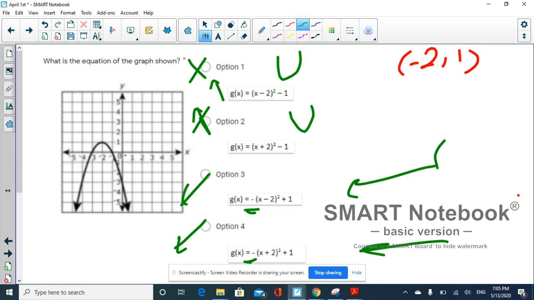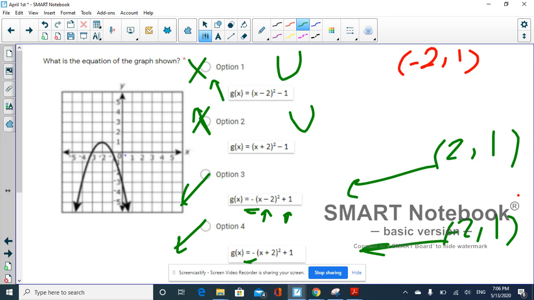What is the vertex from the third one? Take the number inside, but the inverse. It's negative, so the x coordinate will be positive. The outside number, take it as it is. It's positive. 2 comma 1. Let's see the last choice. 2, take the inverse. It will be negative. 1 will be as it is. So the number inside the parentheses, take the inverse. It's positive, take negative. The outside number, take it as it is.